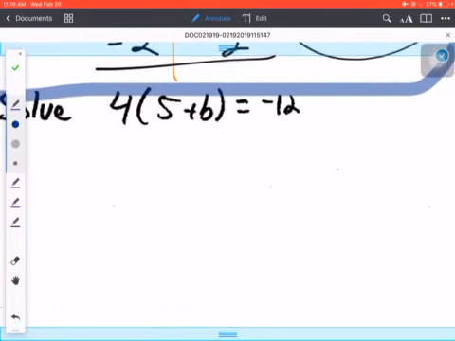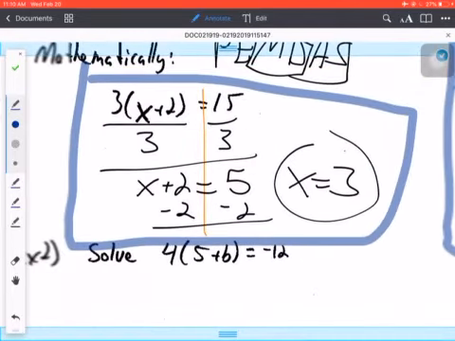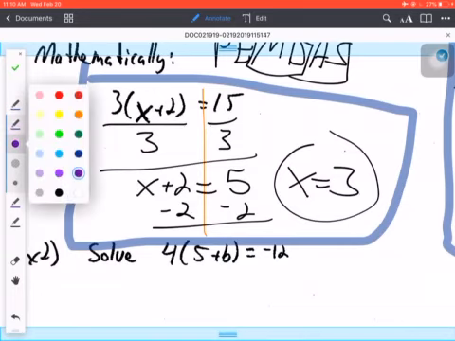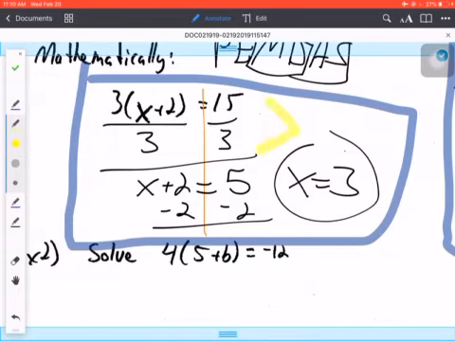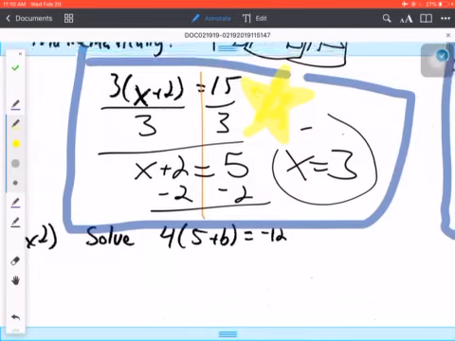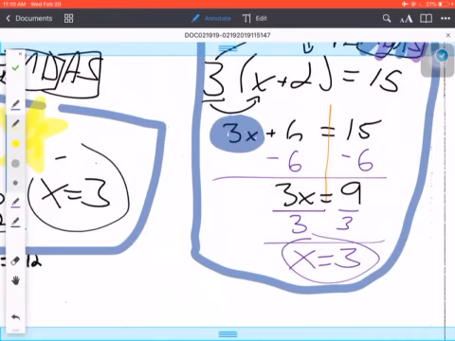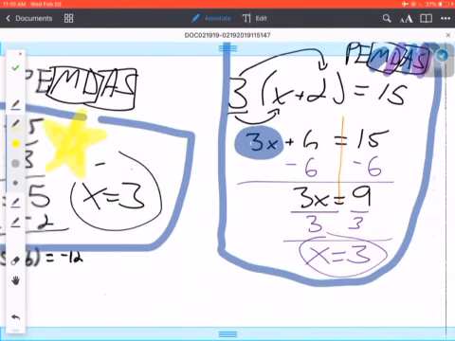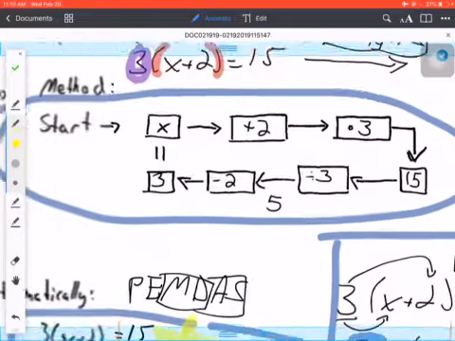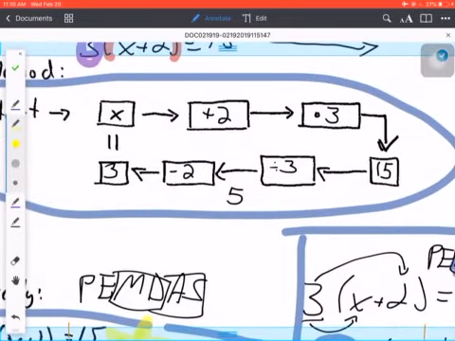Solve 4 times (5 plus b) equals negative 12. This is my favorite method, this one right here, so we're going to put a star here. Let's make it actually look like a star, and fill it in. That's the one that I'm going to use. If you like doing it this way by getting rid of the distributive property, getting rid of those parentheses, please do that. If you like the box method, please do that.